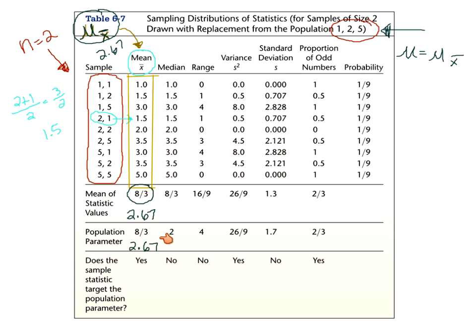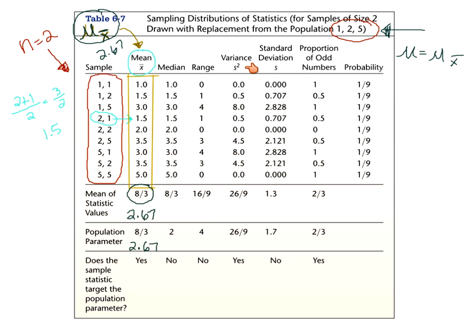Okay, and so then all these other measurements, you can also look at the median for all of your different samples, and then find the mean of the medians. So if you add all these up together and divide by 9, the mean of the medians is 8/3. But if you look at the median of your population, that's 2. So those don't match up. So then that sample statistic does not target the population parameter. So the mean of the medians does not equal the median of your population. So that one's not very good. And then you can do the same thing for the range. Notice that they're not the same.